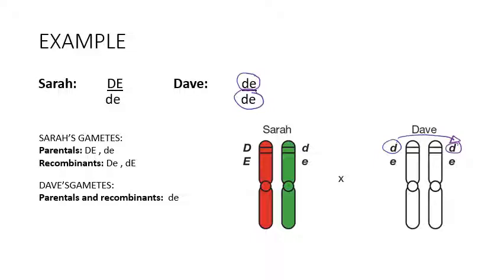Sarah, on the other hand, because she is heterozygous for both traits, she can definitely pass on her red chromosome as it is, so capital D, capital E, and that would be a parental combination.